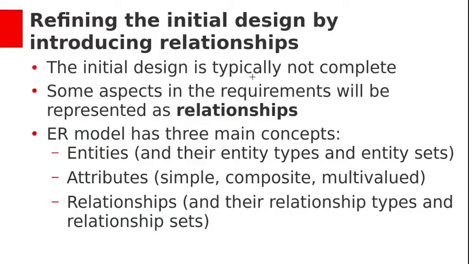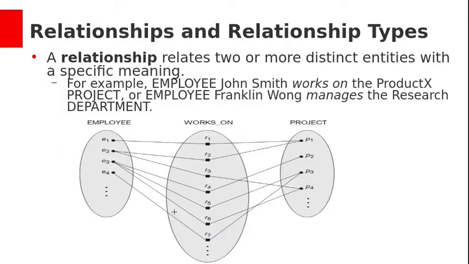This initial design is typically not complete. Some aspects in the requirements will be represented as relationships. The ER model has 3 main concepts: entities, attributes, and relationships. Let us include these relationships. Before that, let us see what a relationship is. A relationship relates two or more distinct entities with a specific meaning.